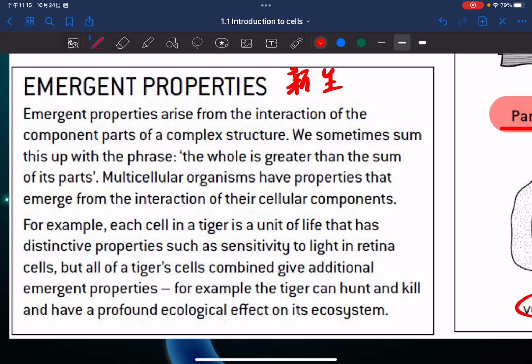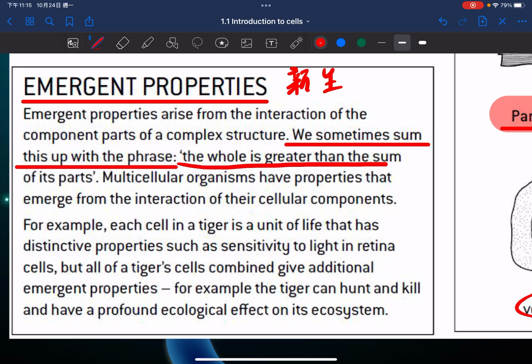So the emergent properties mean that when you combine something together, you can see more function from it. So we sometimes sum this up with a phrase: the whole is greater than the sum of its parts. But actually, just like I taught you a few minutes ago, I think my explanation is better than the IBDP textbook.